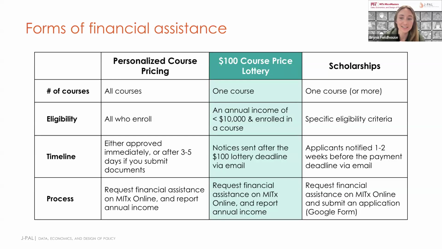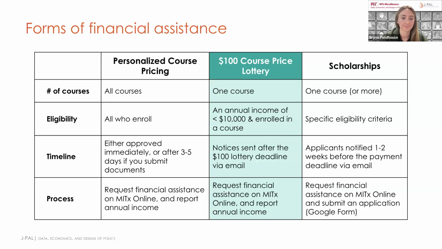All this information will be included in an email to you if you are selected as a lottery winner. To be eligible, you must have an annual income of less than $10,000 and be enrolled in a DEDP MicroMasters course in the current term. Eligible enrolled learners will be notified via email shortly after the $100 lottery deadline, which is in the 2nd week of the course.